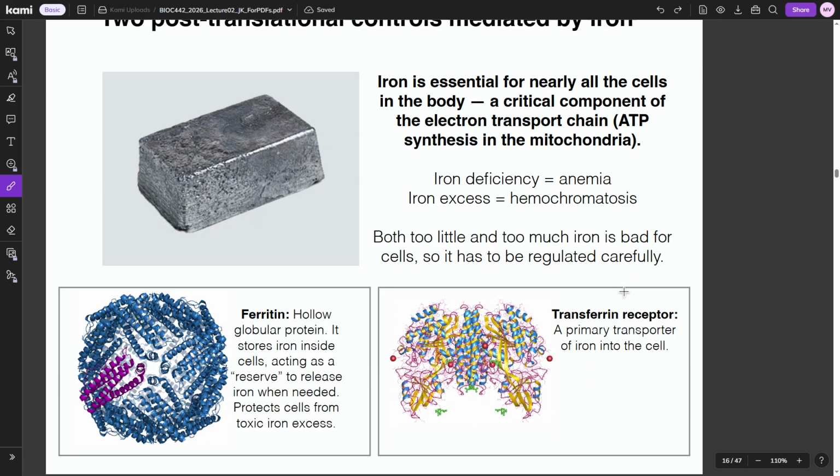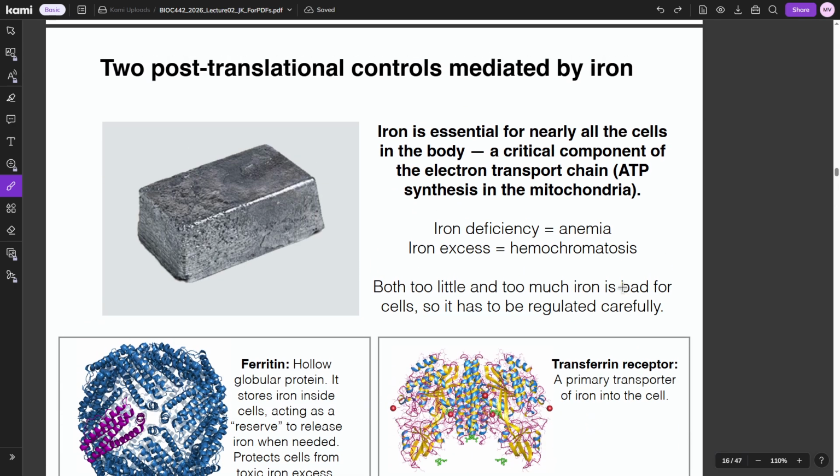So yeah, there are two post-translational controls mediated by iron. We already talked about this a little bit. So iron is necessary for all cells, pretty much. Very important in the electron transport chain. Remember, you guys talked about this actually in 440, some of the complexes use iron, and also important for ATP synthesis in the mitochondria. So aconitase, which is what we're going to talk about later, actually uses iron. So iron deficiency is anemia, iron excess is hemochromatosis. So yeah, you can't have too much or too little iron.